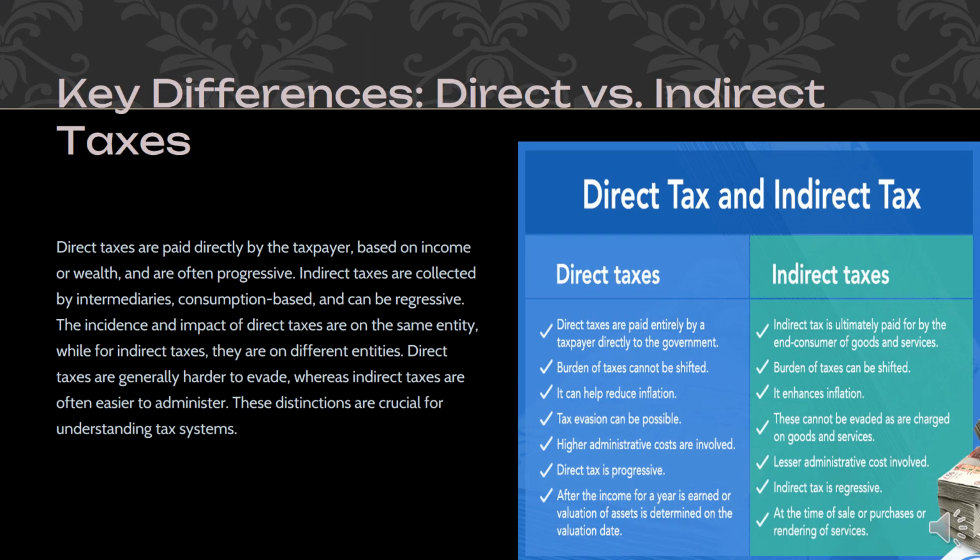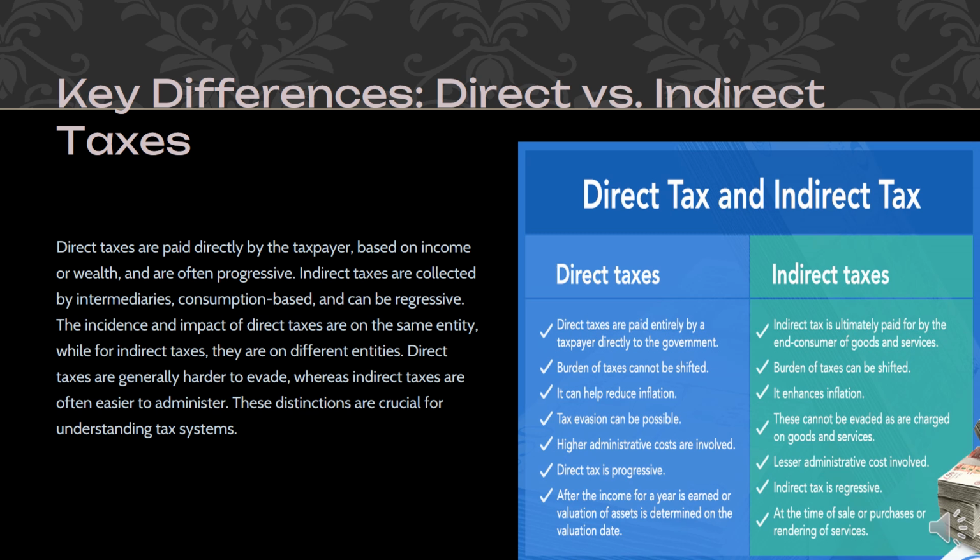Key differences between direct taxes and indirect taxes. Direct taxes are paid directly by the taxpayer based on income or wealth and are often progressive. Indirect taxes are collected by intermediaries, consumption based, and can be regressive. The incidence and impact of direct taxes are on the same entity, while for indirect taxes they are on different entities. Direct taxes are generally harder to evade, whereas indirect taxes are often easier to administer. These distinctions are crucial for understanding tax systems.